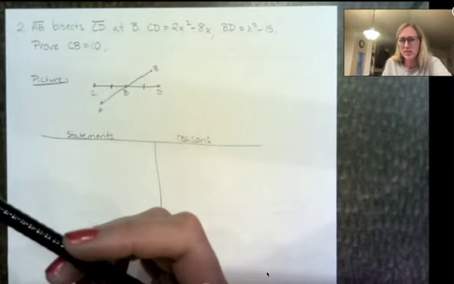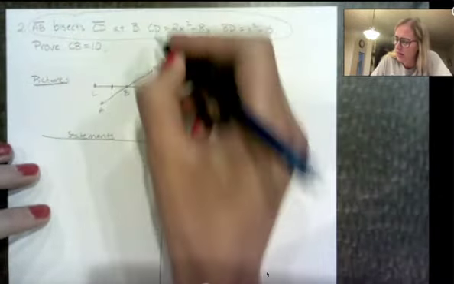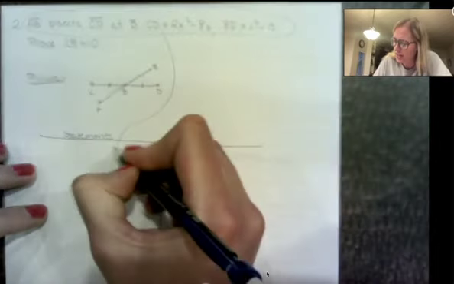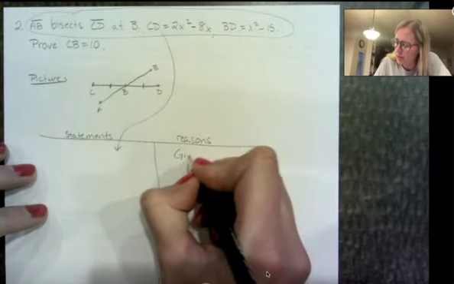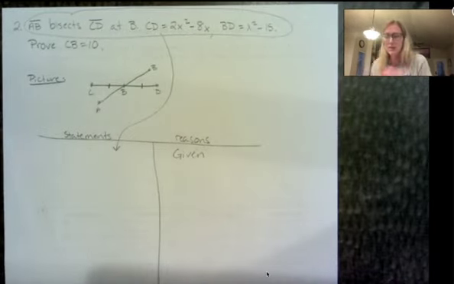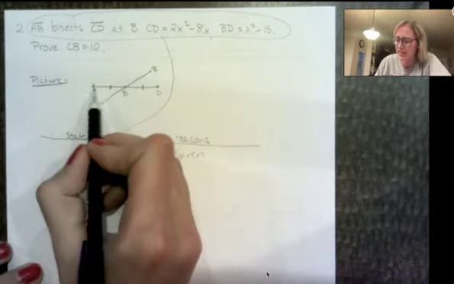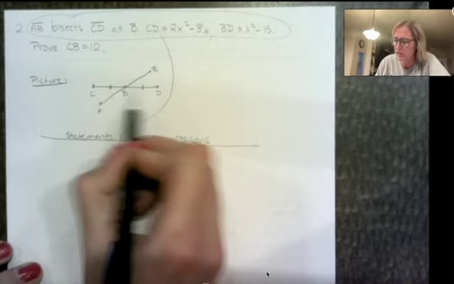So all of this stuff, like this whole sentence right here, that is where we start, and that's everything that is given to us. So we always want to start a proof with a given statement. So that is what's given to us here. Now we knew, because of that word bisect, that CB was congruent to BD.